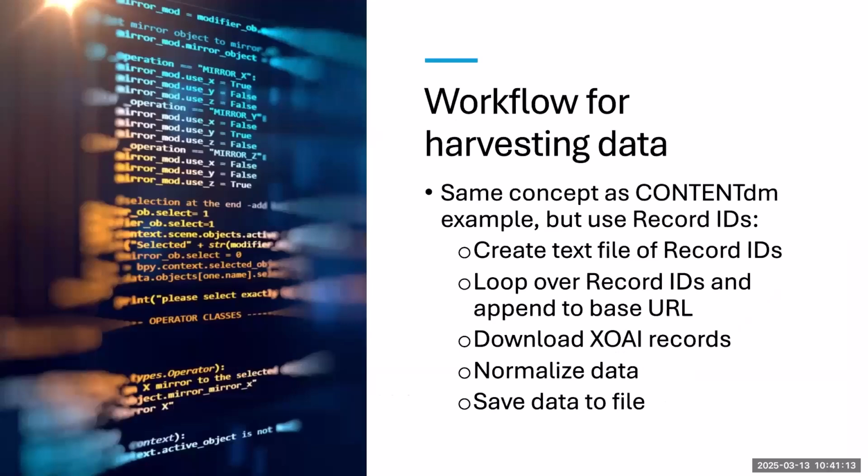I think the basic workflow for harvesting data in this case was very similar to the ContentDM example, but instead of using the set specs, we were using record IDs. So the workflow, if you're creating your own script, is to create a text file of the record IDs and then loop over those record IDs and append them to the base URL, which allows you then to download the XOAI records, normalize the data, and save the data to file.